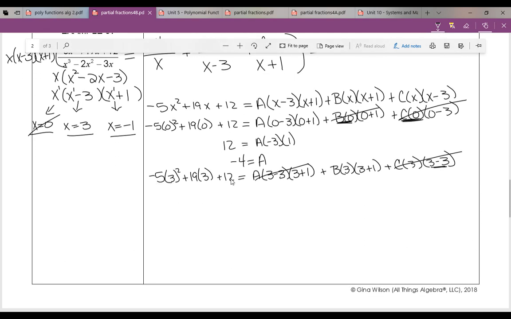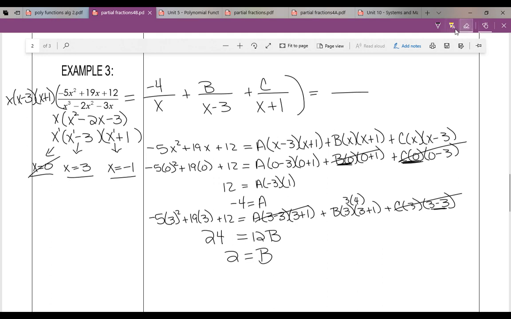So grand total over here, what do you end up with when you plug in 3 for that left-hand side? You should end up with 24. This is 3 times 4. So all of this turns into 12B. So my B value is 2. All right. So I'm going to pause for just a minute, and I'm going to let you plug in negative 1 and get your C value out of it.